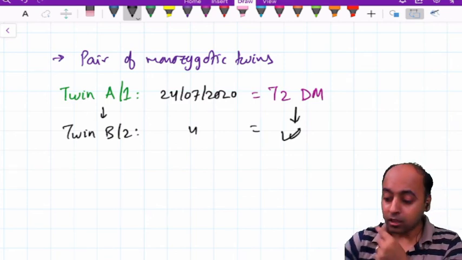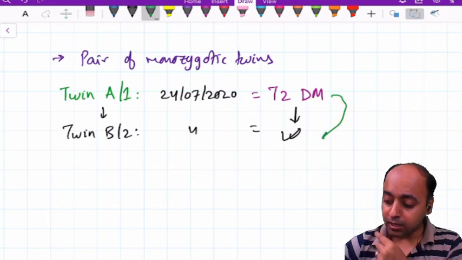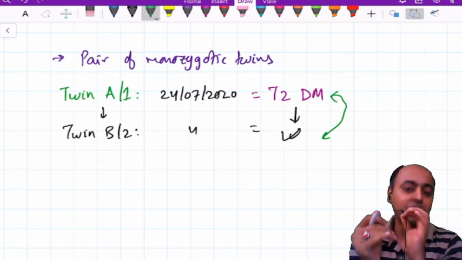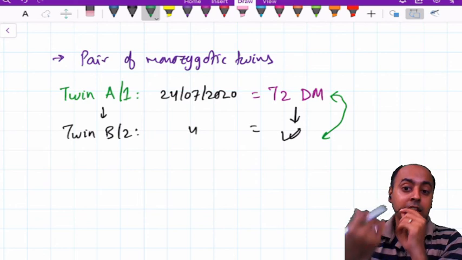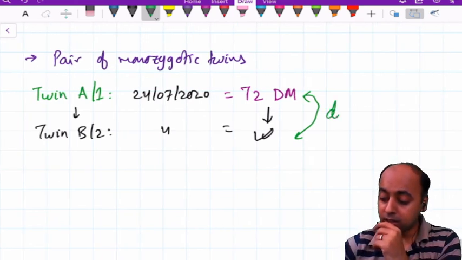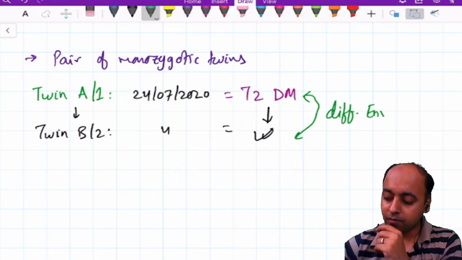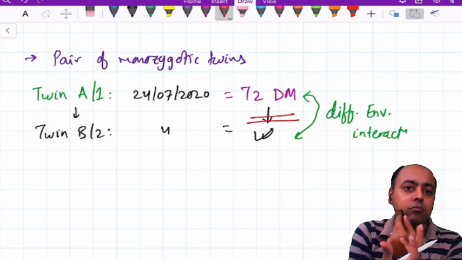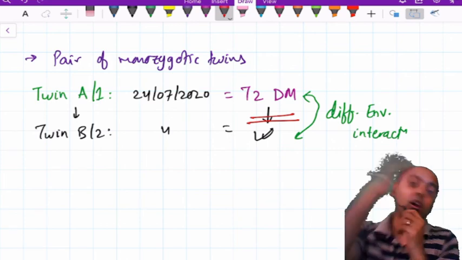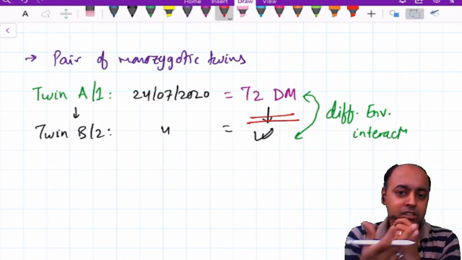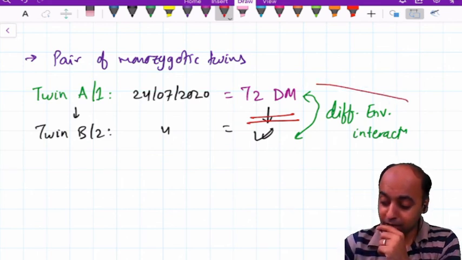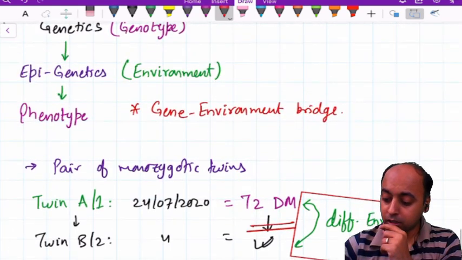It doesn't happen. Why? Because of the environmental interaction, their lifestyle, how they have interacted during the time till they have come to maybe 45 years of age, 50 years of age. Their environmental interaction is different, and therefore the second twin may not have the disease, or he might have already developed the disease. He will not develop the disease on the same day because they are having different environmental interaction. So this environmental interaction is regulating the expression.